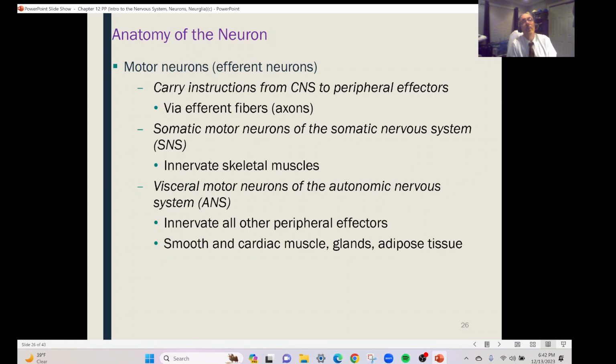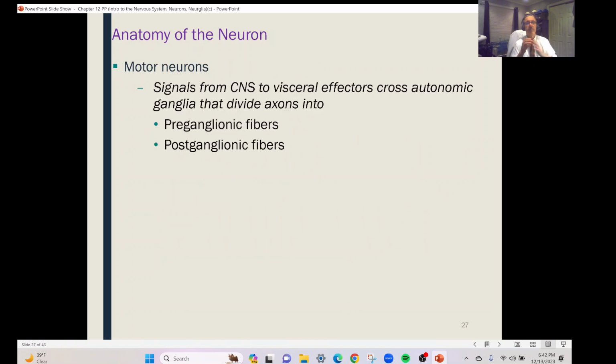Okay, so that should be a review, the sensory and the motor. That should be familiar from a previous lesson. Oh, actually, let me add one thing. This is a little bit advanced. I was debating about taking it out, but I left it in. So when we have these visceral efferents, there's actually two fibers.